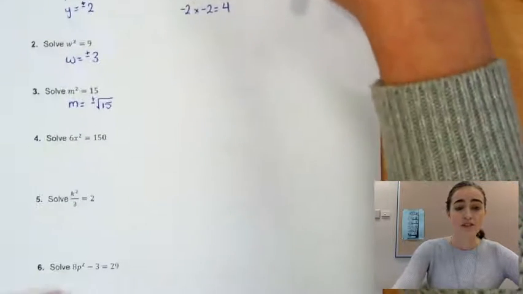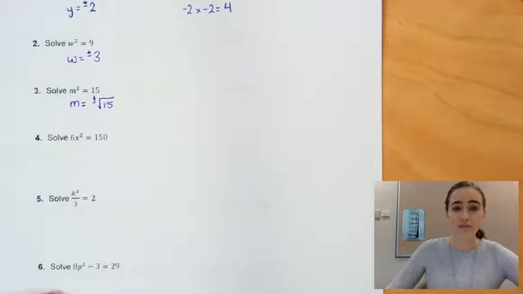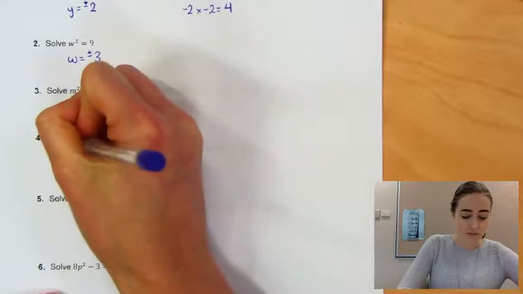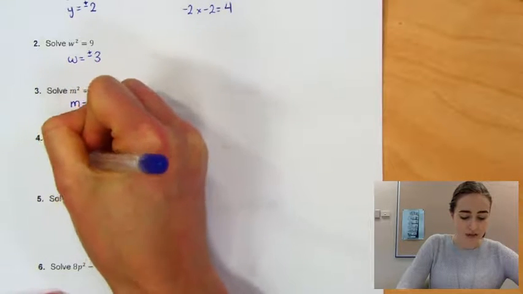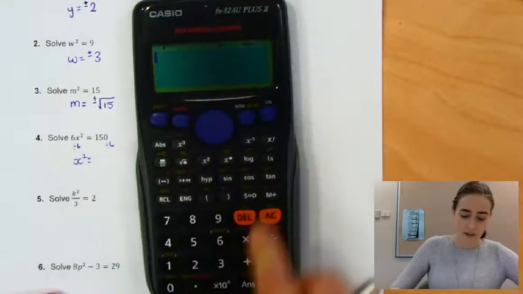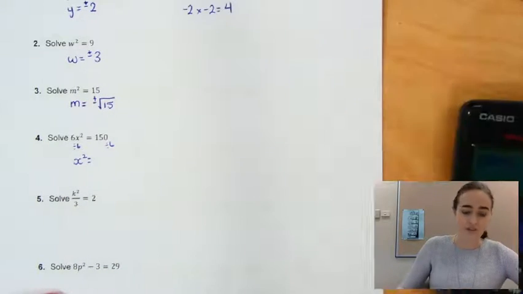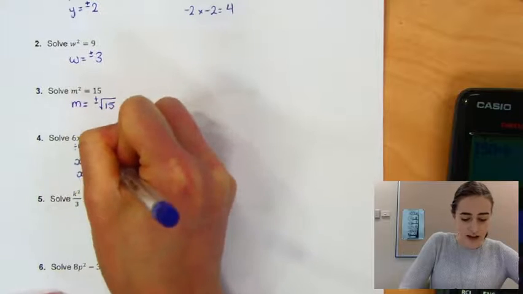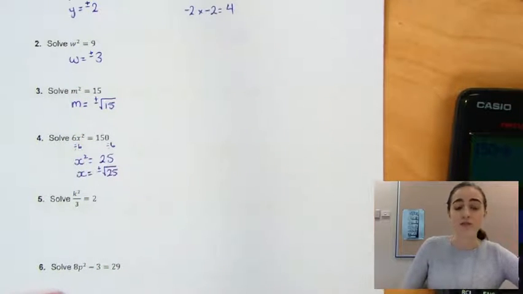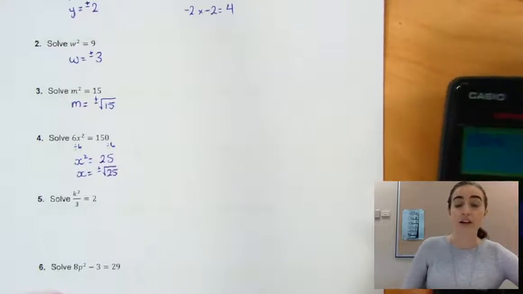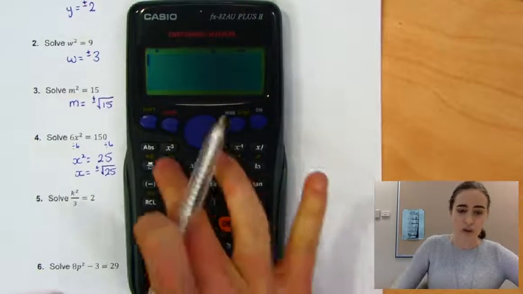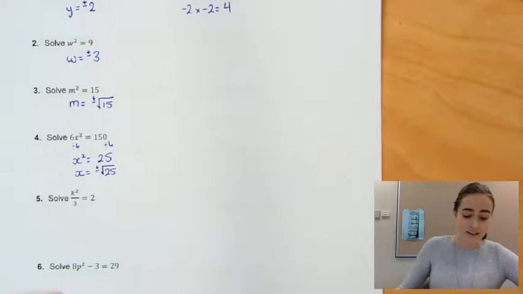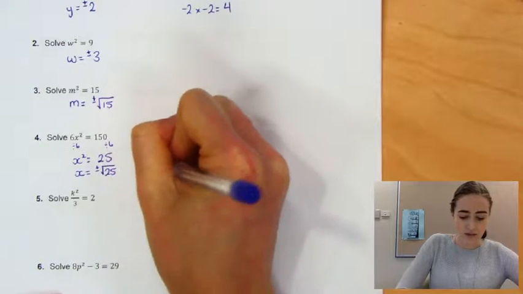With question 4, it's got solve 6x squared equals 150. Before we get rid of that square, we're going to get rid of that 6 first. We're going to do that by dividing both sides of the equation by 6. So we'll have x squared is equal to 150 divided by 6, which is 25. We're going to write this step in just in case so that you can see how it works. x is equal to plus or minus the square root of 25. You might know that off the top of your head, but if you don't, we can type in the square root of 25, hit equals, and it'll tell us that that's 5. So our answer is x equals plus or minus 5.